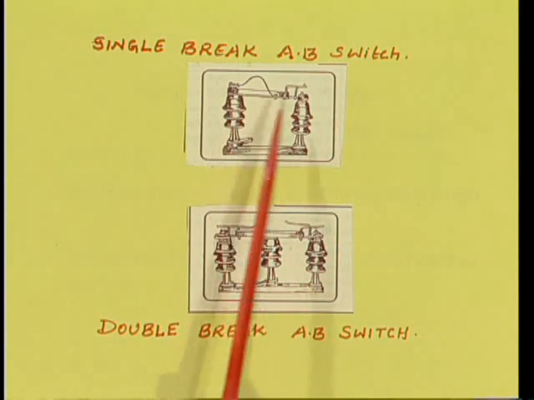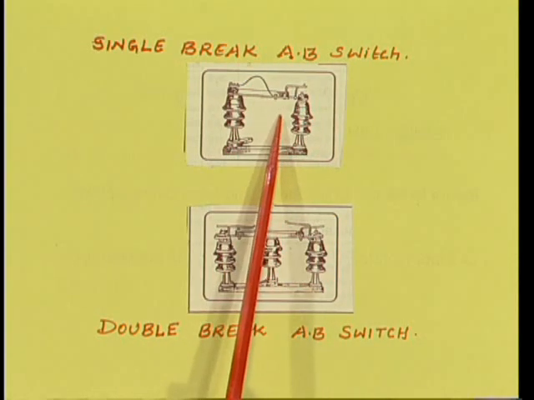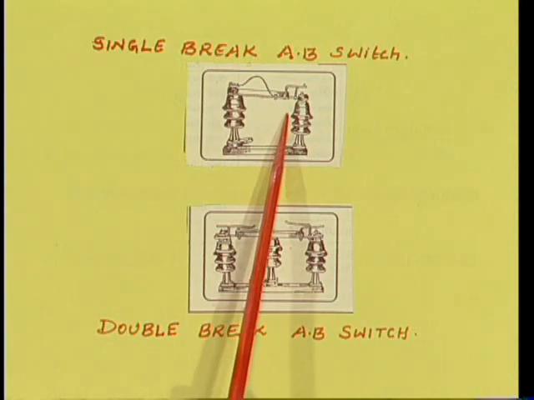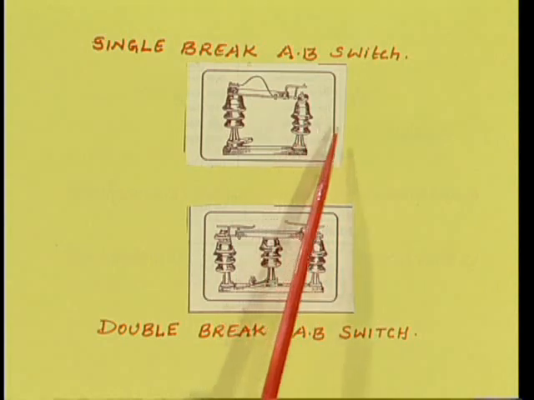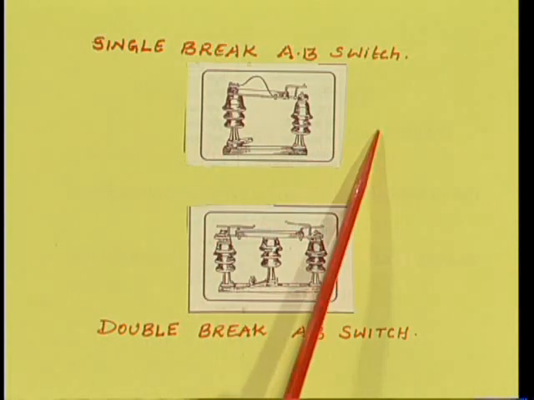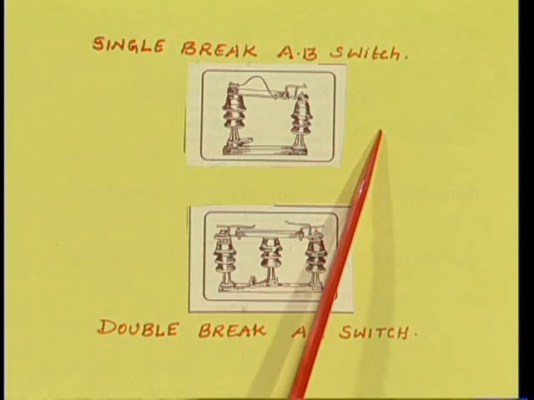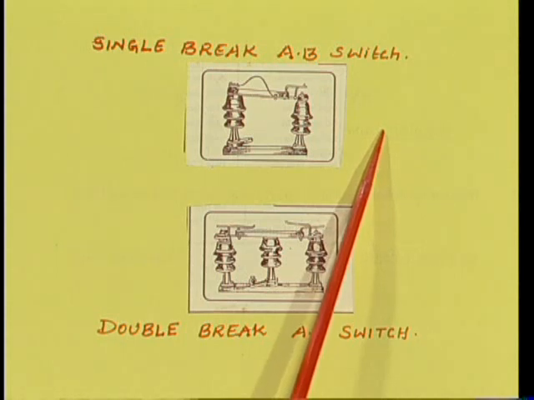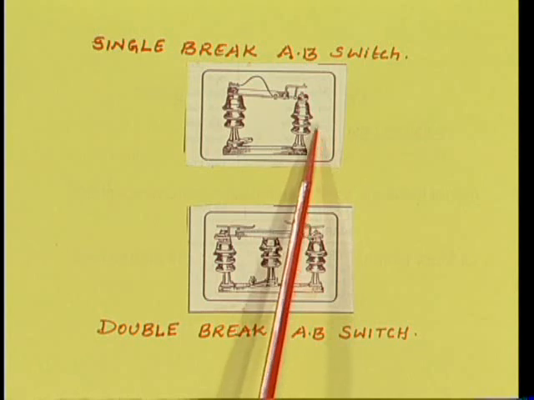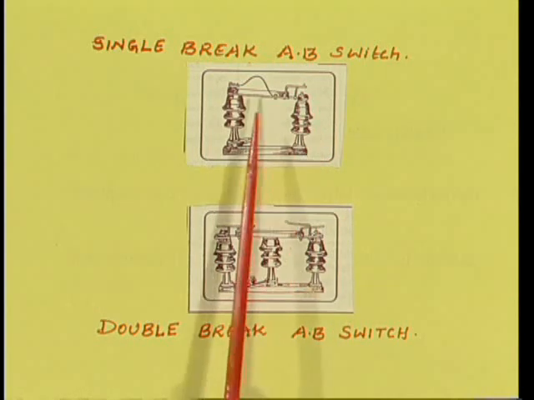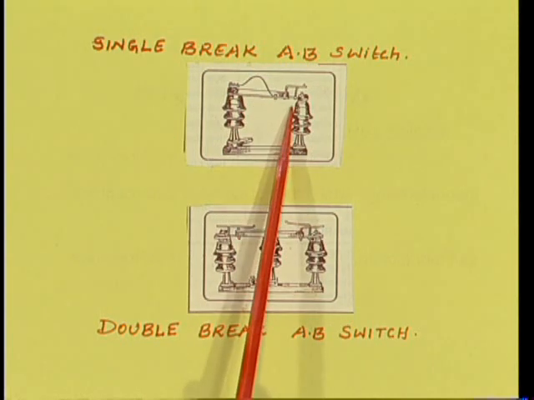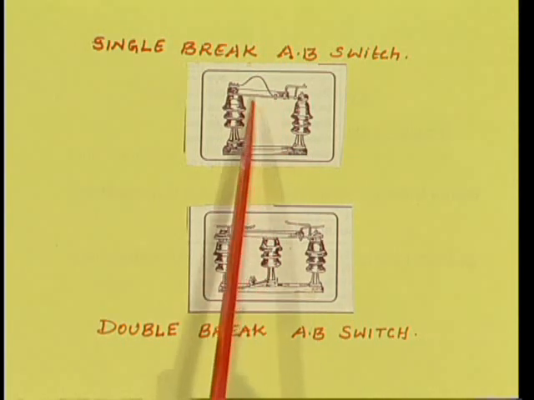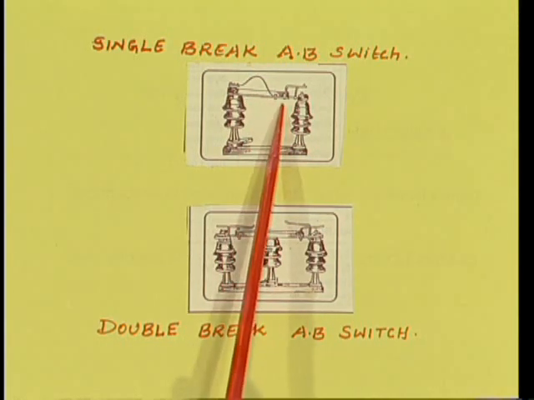Single pole means it will have two insulators, and in a three phase system, in HT lines, three poles will be there like this. Three insulators will be there, and finally they are connected through a crank rod system. Once we operate the crank, then at a time all three operating rods will be opened, or all three will be closed. So this is called single brake AB switch.